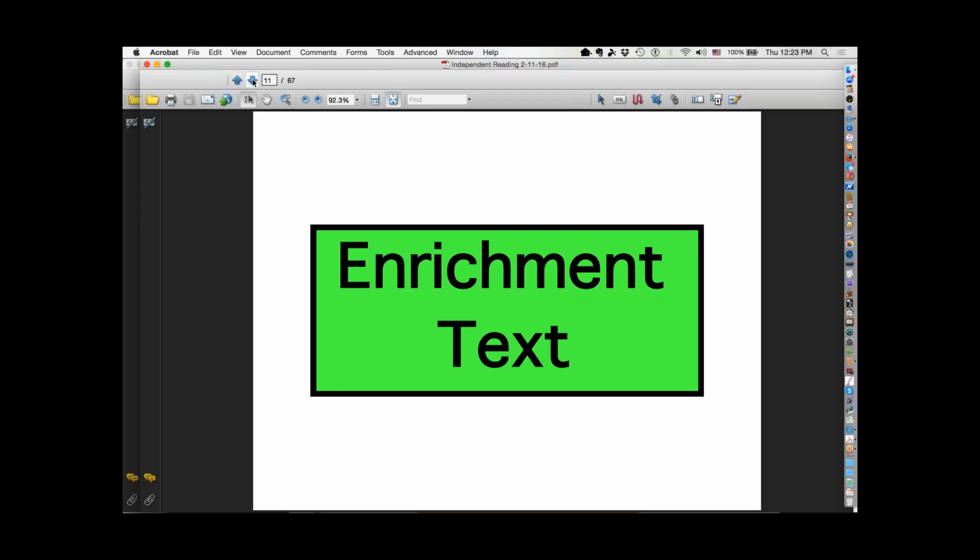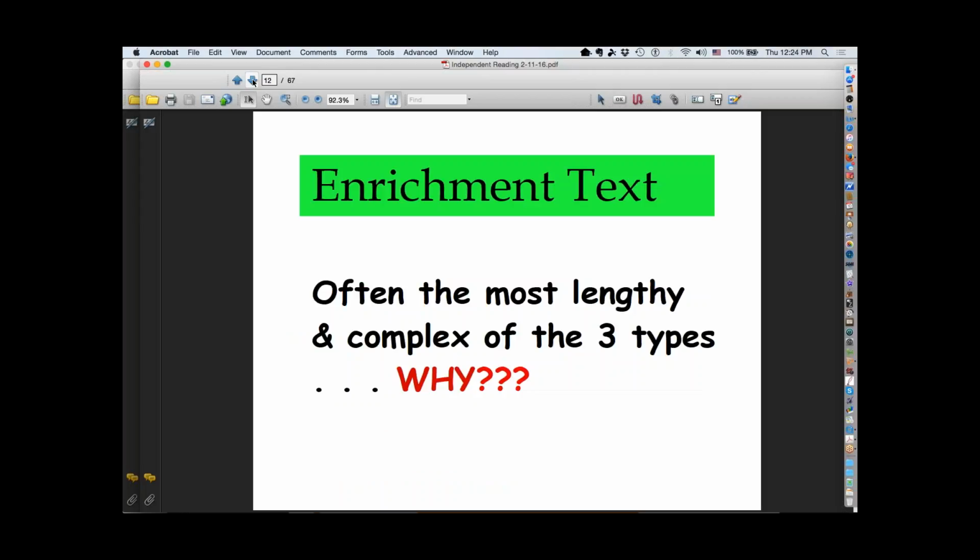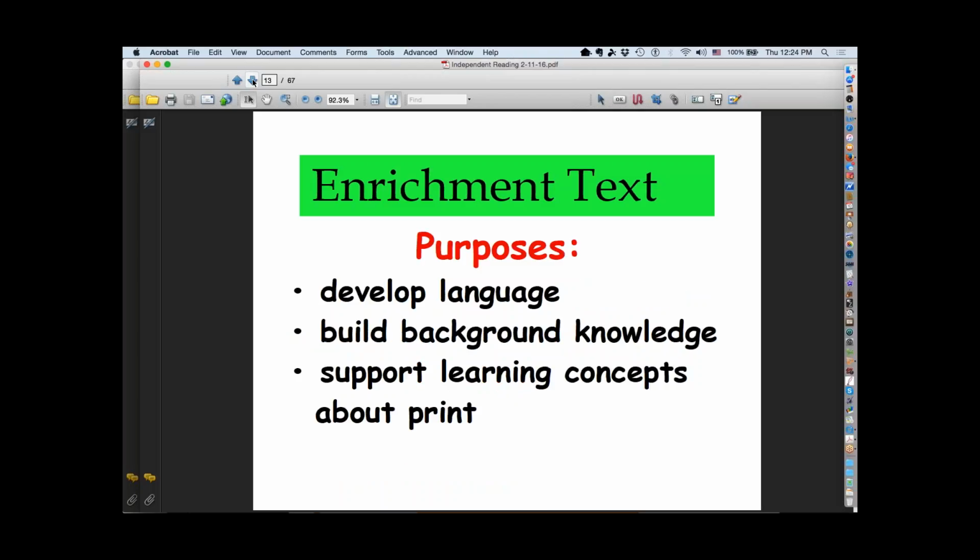Enrichment text is the first that I'll talk about, and they're often the most lengthy and the most complex of the 3 types. And the reason for that is that they have purposes. The purposes are to develop language, to build background knowledge, and to support learning concepts about print.